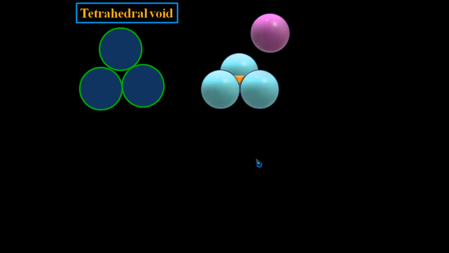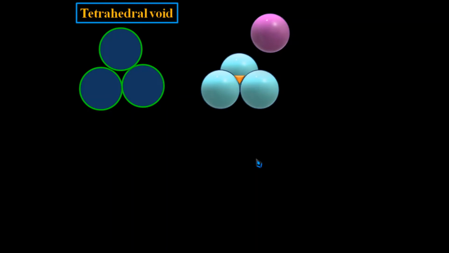During packing of spheres, after arranging two layers A and B, we find two types of voids. The void created by 4 spheres is called the tetrahedral void, and the void created by 6 spheres is called the octahedral void. First, we discuss the tetrahedral void.